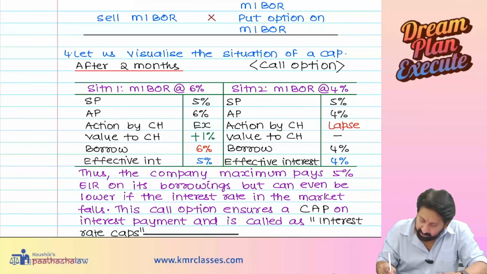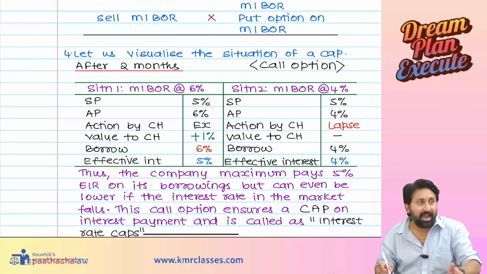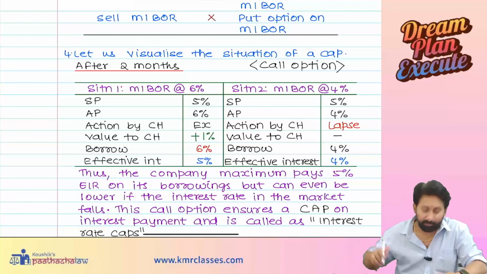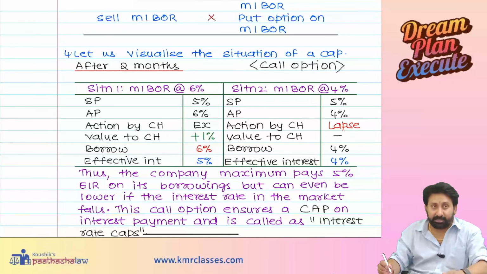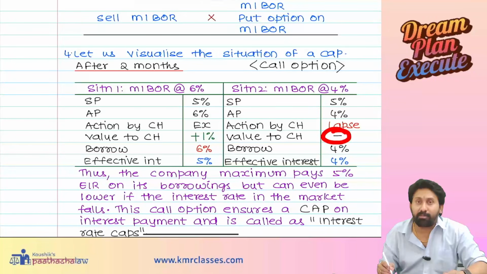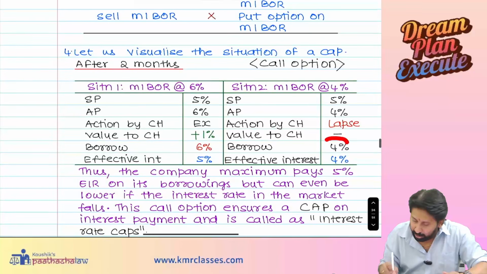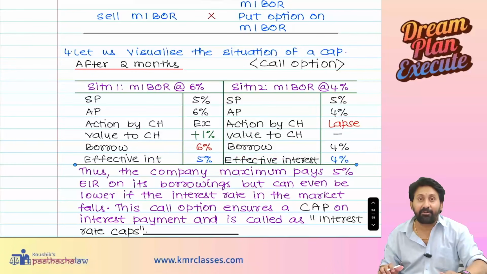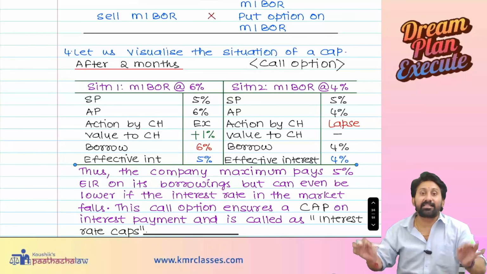Next, MIBAR. If MIBAR comes to 4, SP 5, AP 4, what I will do? I will not borrow at 5 and make a 1% loss. I will borrow at 4 only by lapsing the option. So what I will do? The action that I am going to take is a lapse. So my value will be how much? I'm not having any positive flow. I'm not having even a negative cash flow. I will borrow at 4. Now 4 plus 0, my total borrowing effective rate is 4% only. This is how people started taking advantage using the interest rate caps.